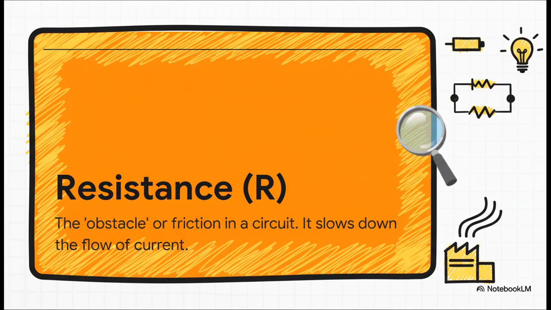Let's go back to our water hose analogy. Resistance is like pinching the hose in the middle. It's an obstacle, a kind of friction that restricts and slows down that flow of water. In a real circuit, every single component, even the wire itself, has some resistance. It's what pushes back against the current. So there you have it. Voltage, current, and resistance, the essential building blocks.